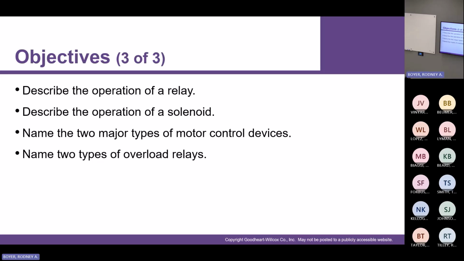Describe the operation of a relay, describe the operation of a solenoid, name two major types of motor control devices, and name two types of overload relays.